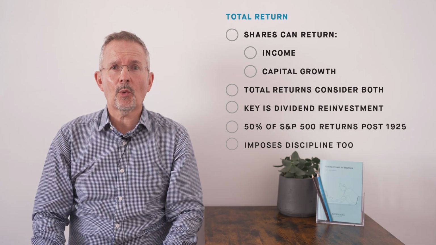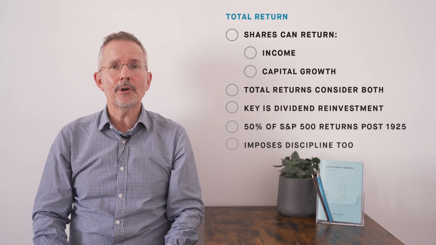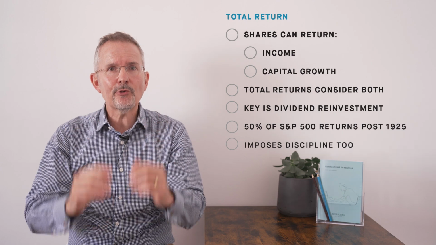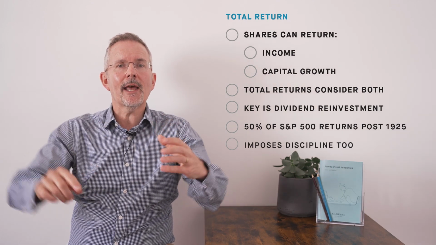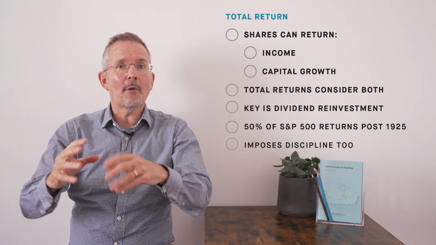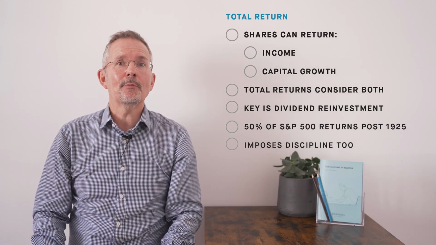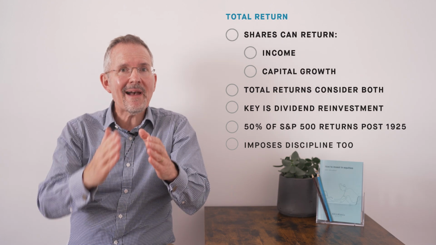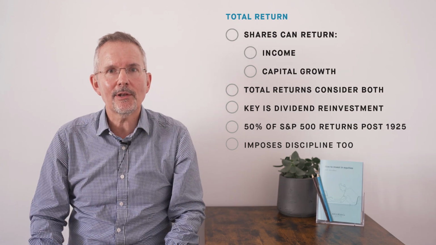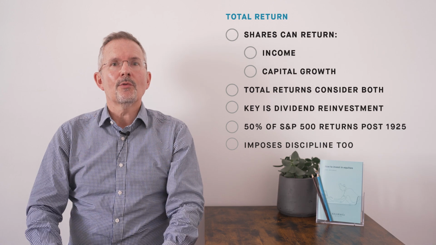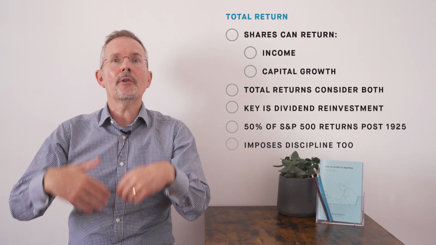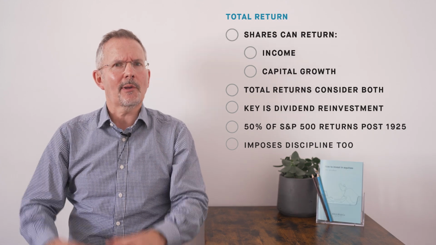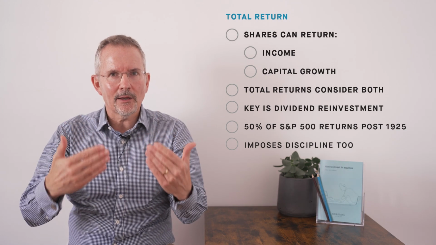A Barclays study done a while ago showed that for the S&P 500, something like half of the post-1925 returns had come from the power of reinvested dividends over time. So the dividend might only be a proportion of a firm's profits, but the cumulative compounding effect of reinvesting it is significant. What's more, reinvesting dividends imposes a degree of discipline, I would suggest, on investors. Rather than seeing every dividend that comes through as a kind of bonus, something to spend, it actually forces you to think about long-term total returns.